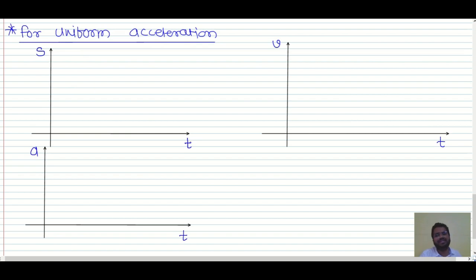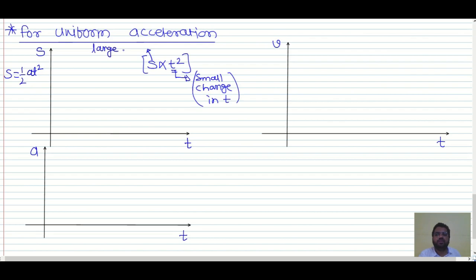Now for uniform acceleration, what is the ST graph? See, if you just take the initial velocity as 0, then by the kinematical equation for uniform acceleration, s is equal to half a t squared, which indicates s is directly proportional to t squared. Indicates what? A small change in t gives rise to a large change in displacement.